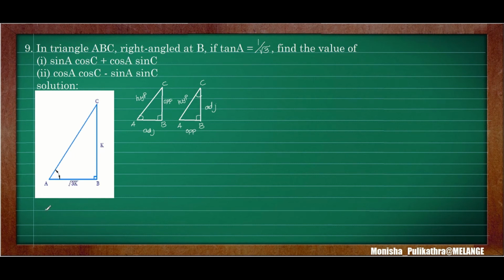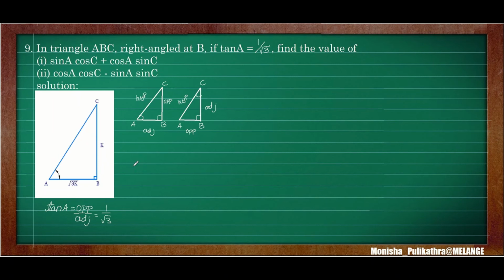Okay. Here the given is tan A. So tan is given by opposite by adjacent. That is 1 by root 3. Okay. So here this is the opposite side and this is the adjacent side. So instead of 1 by root 3, I have taken k and root 3k. Just a variable has been taken. Okay. So one side is missing.